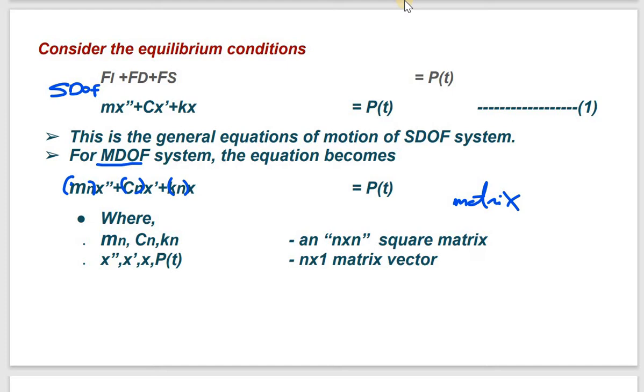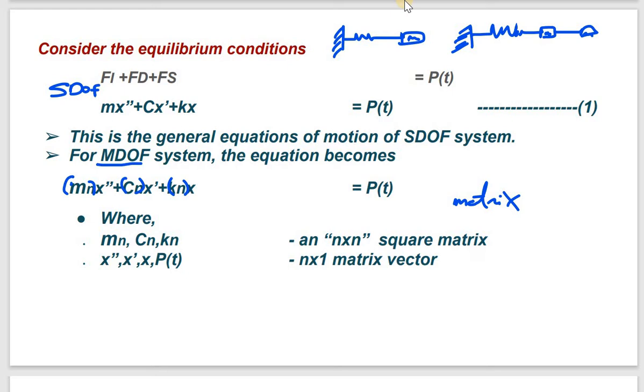And if it is a multi-degree of freedom system, then this m, c and k will be matrices. This is a single degree of freedom system. So what is a multi-degree of freedom system? Here I will have one mass, and again there will be another mass. Two masses will be there. That is a multi-degree of freedom system.